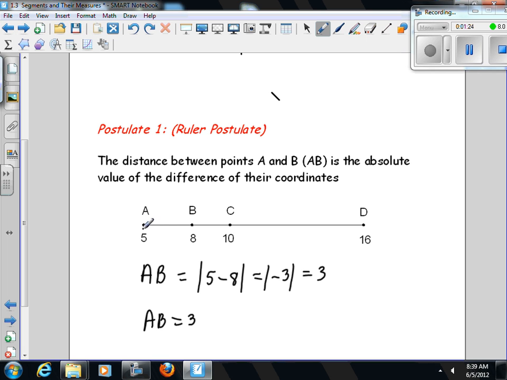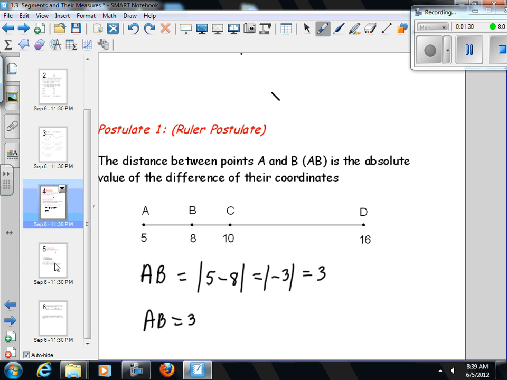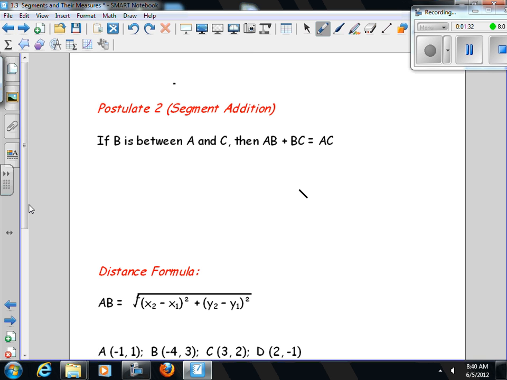Okay, and I think you can see that. To go from 5 to 8, you have to move 3. Distance is always positive. That's why we can use absolute values for distance. Going on to the next page.